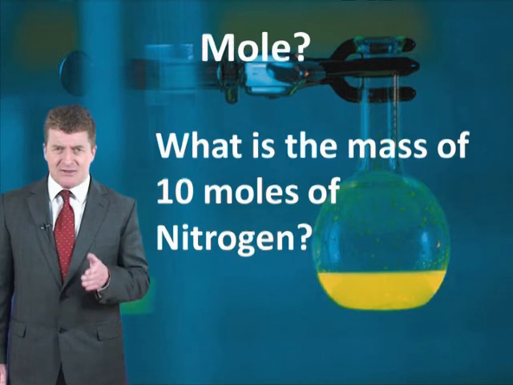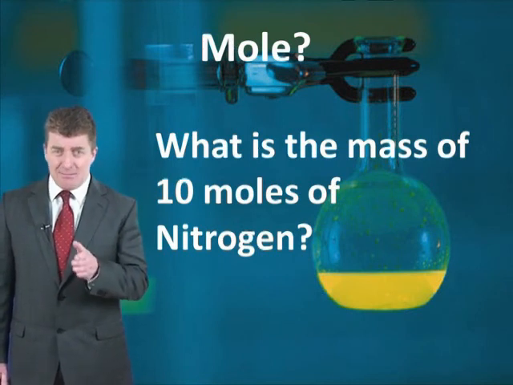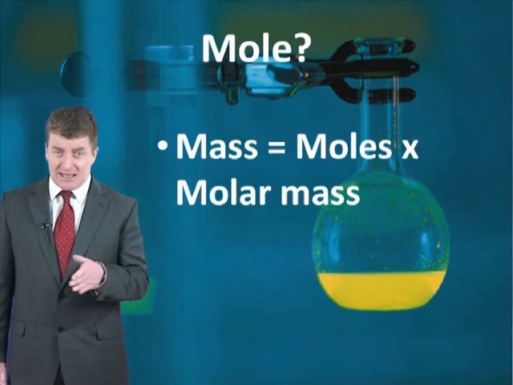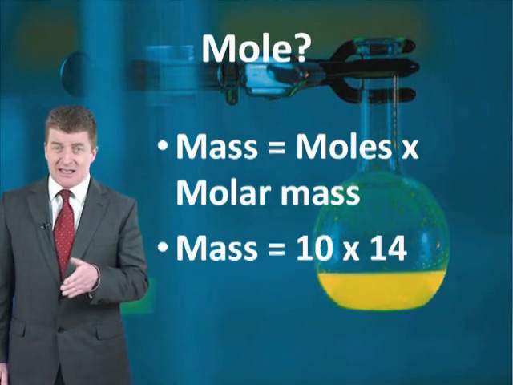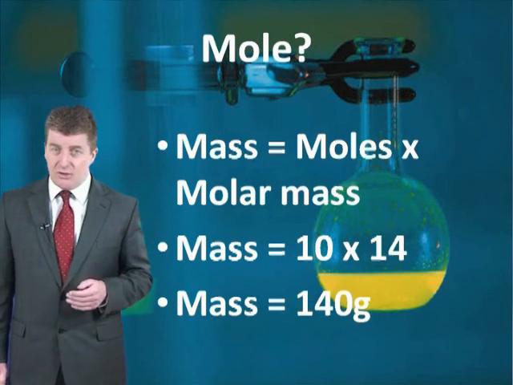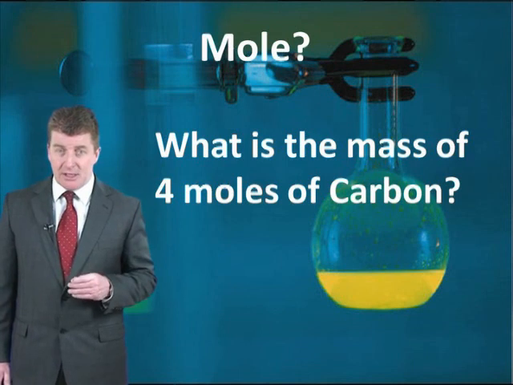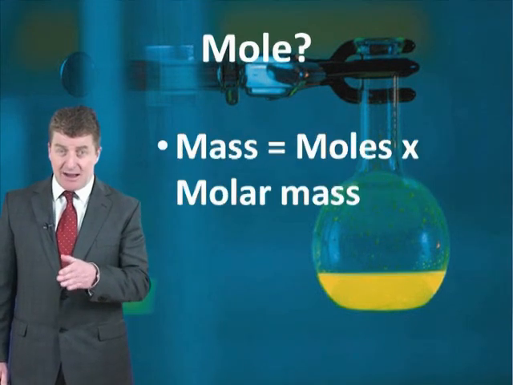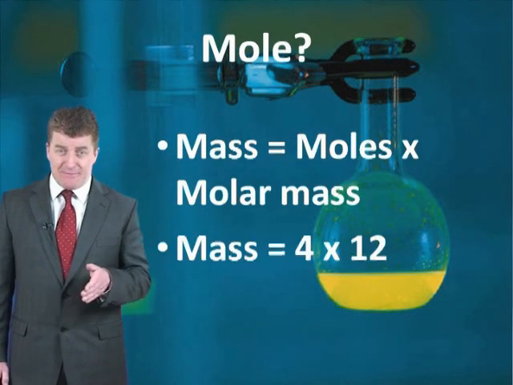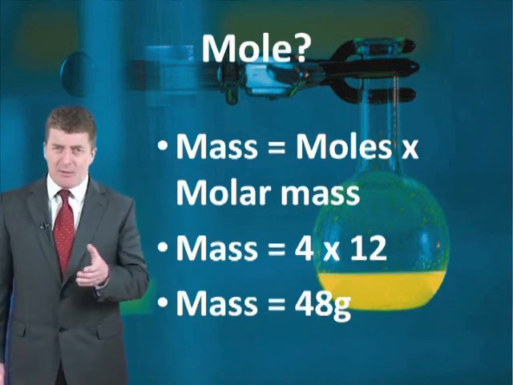Let's do another example. What's the mass of 10 moles of nitrogen? So you've got mass equals moles times the molar mass. 10 times 14 is 140 grams. Let's do another example. What is the mass of 4 moles of carbon? Well, the mass equals moles times molar mass. That comes out at 4 times 12, which is 48 grams. Do you understand? That's how you work out how many moles you've got.